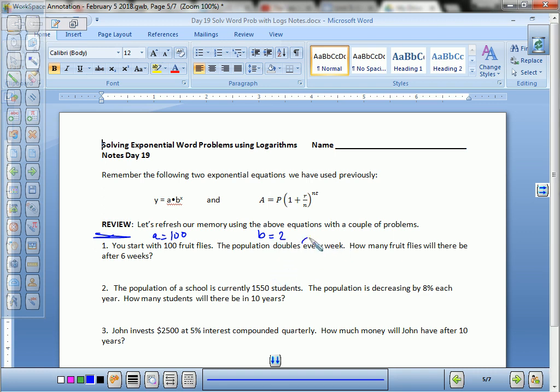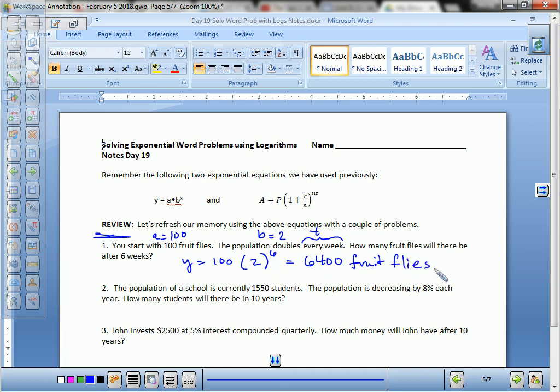Now, every word problem will define your unit of time. And this time, it is defined in weeks. So how many fruit flies will there be in 6 weeks? Well, we don't have to change much because our unit of time was weeks and they gave us weeks. So we have 100 fruit flies as our initial amount. We are doubling every week for 6 weeks. How many fruit flies do we now have? 6,400 fruit flies.